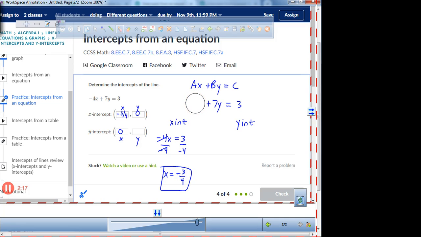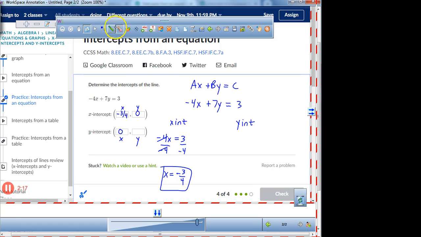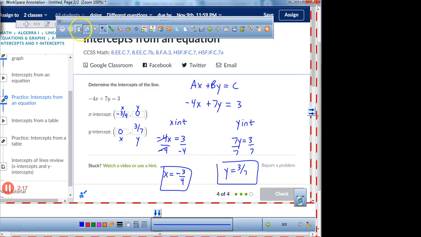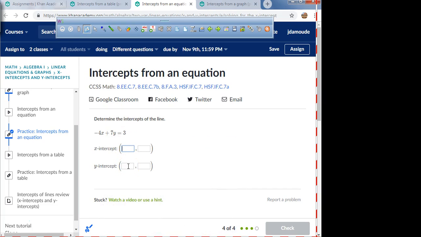So what do we see now? 7y equals 3. So let's write it down. 7y equals 3. So what should we do to both sides? Divide both sides by 7. And y equals 3/7. Which means our y-intercept is 0, 3/7. And voila, you're done. So let's type that in. See what happens. I've got a negative 3 divided by 4 and a 0. And here I have a 0 and 3 divided by 7. Let's see what happens.